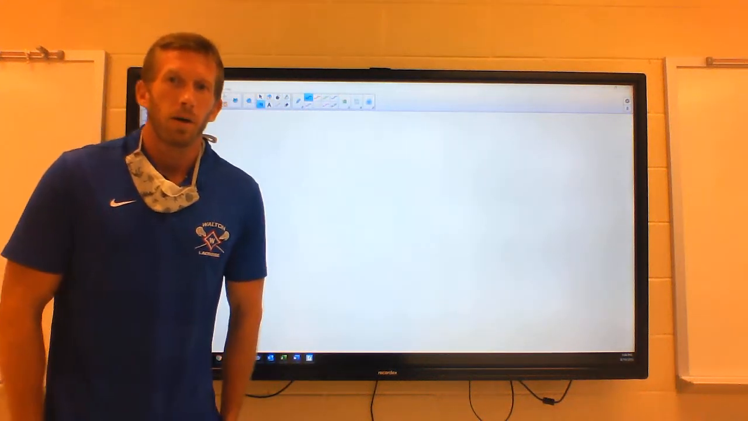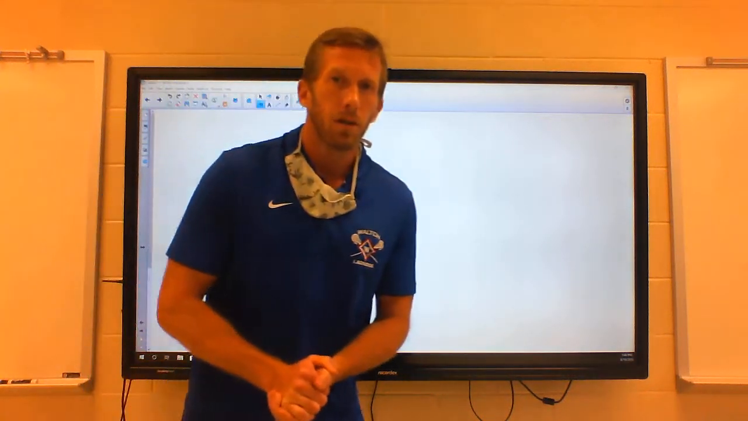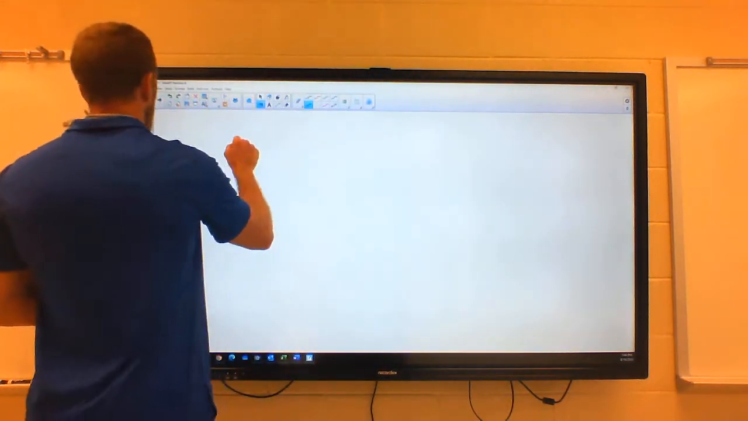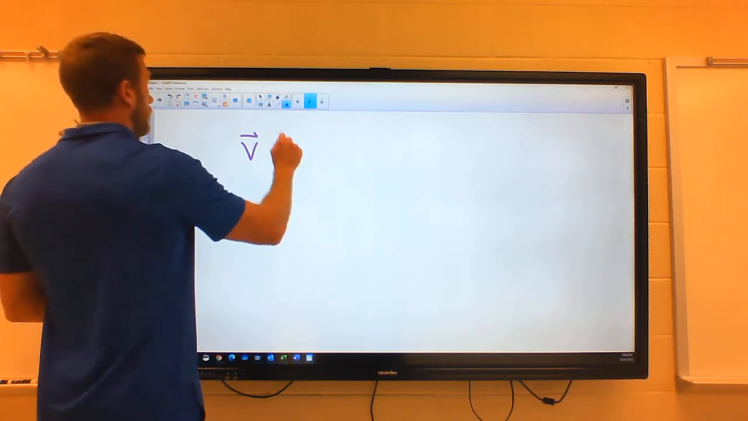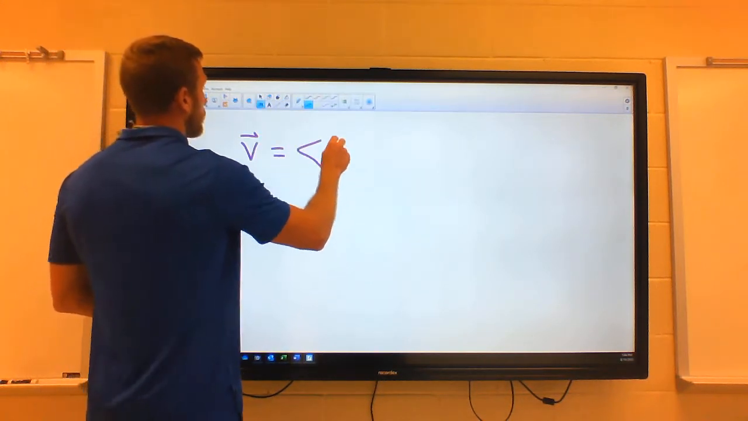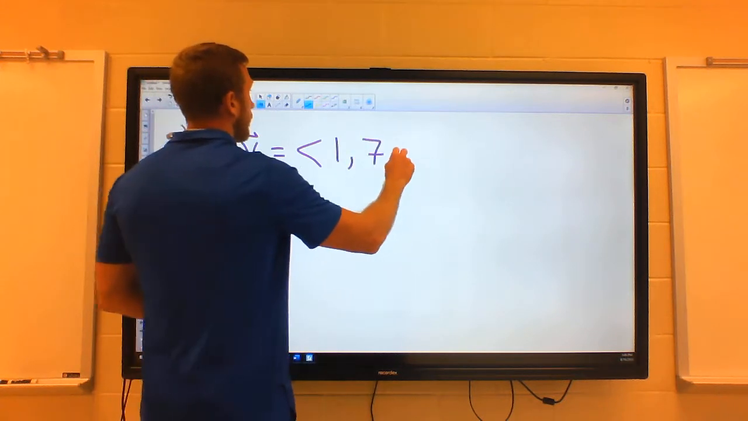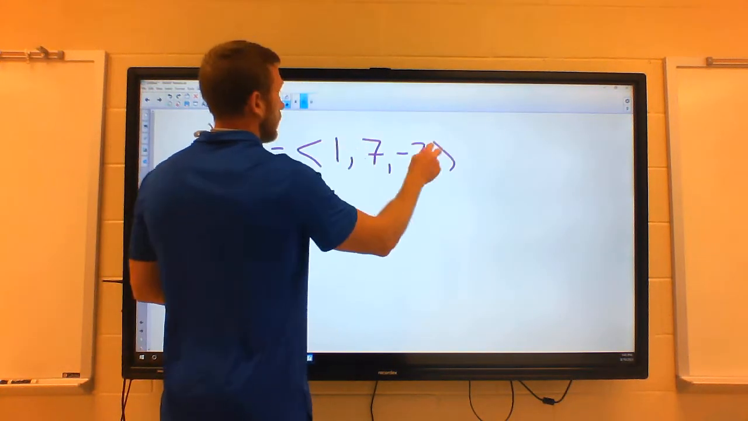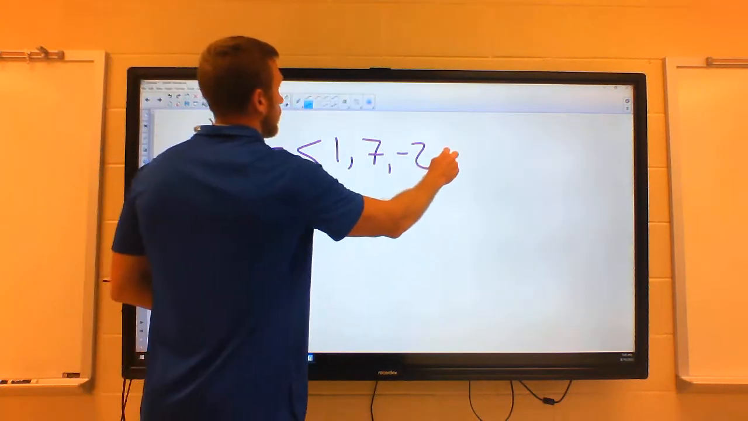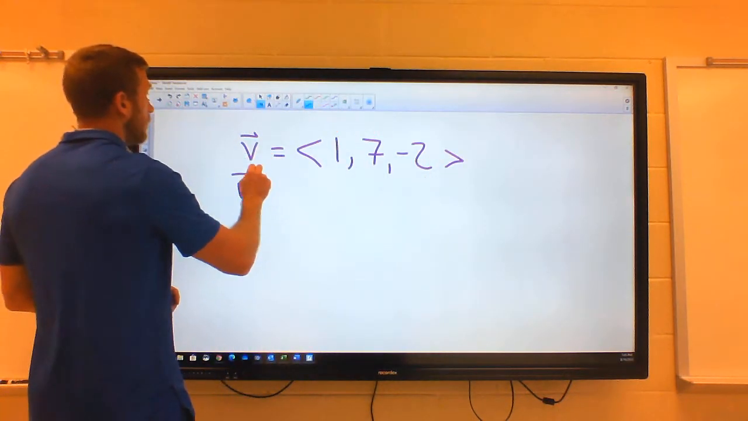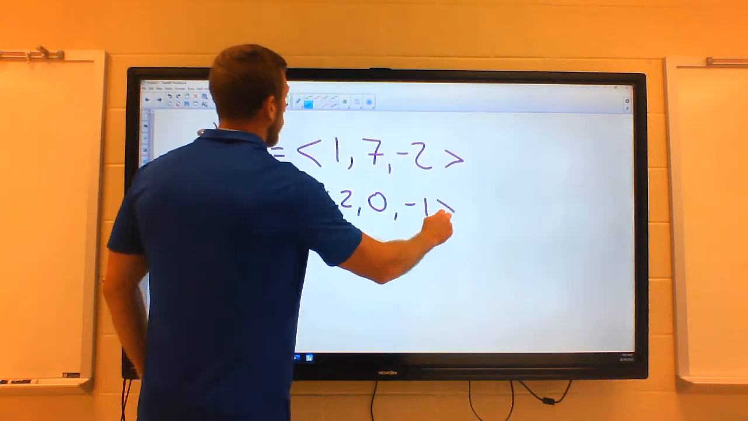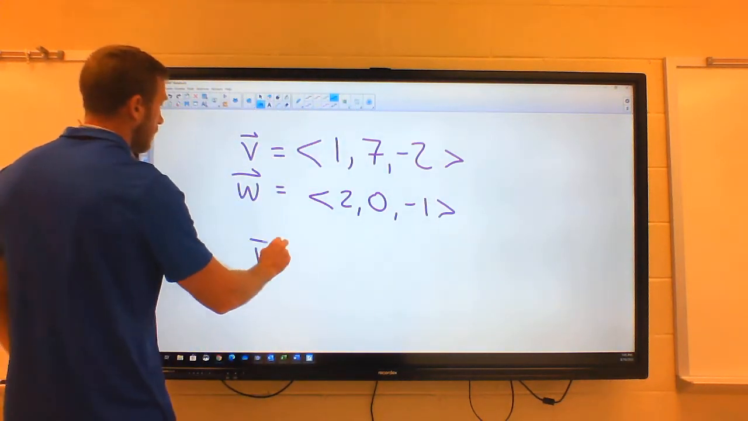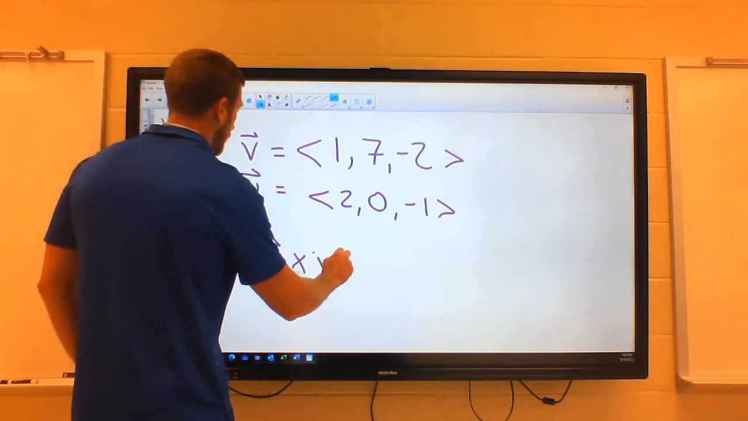All right, class, now we're going to do some examples over cross product problems. So I'm going to pose a cross product that you can solve. So find V. We say V equals 1, 7, negative 2. And W equals 2, 0, negative 1. Go ahead and find W cross V.